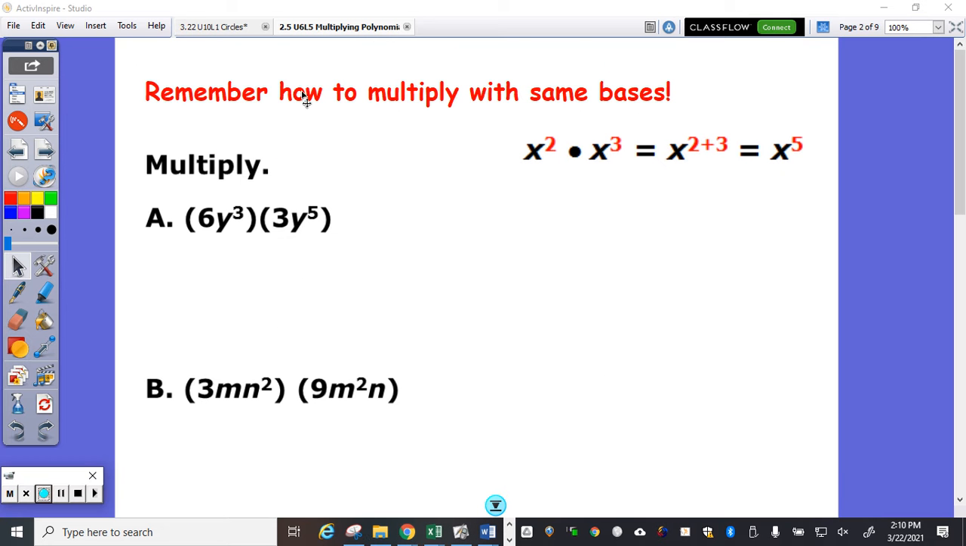You have to remember, especially in this section right here, that if you're multiplying the same bases, you're adding the exponents, okay? So a lot of this becomes a little bit of review from what you have been doing. So if I go to multiply this right here, 6y to the third times 3y to the fifth, well, this is something that you guys have already done. How do I do this?